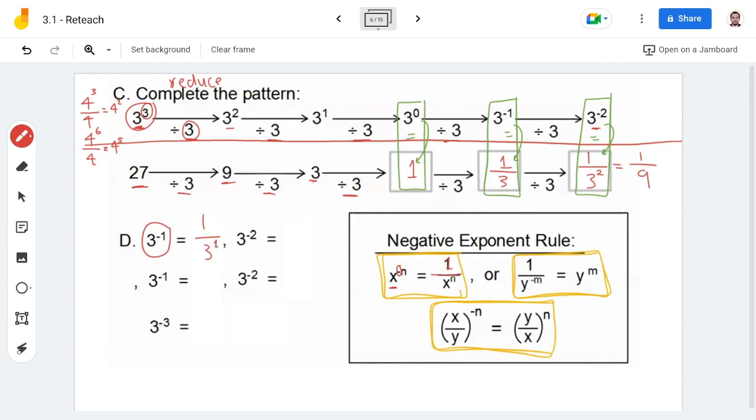And any number to the power of 1 means it's the same thing, so we just cancel it. We don't need it. 3 to the power of 1, or we can write it as 3. Same thing here. We can write it as 1 over 3 to the power of 3.